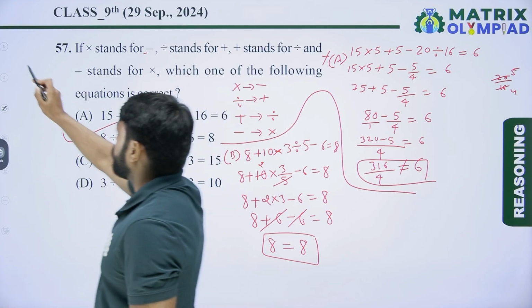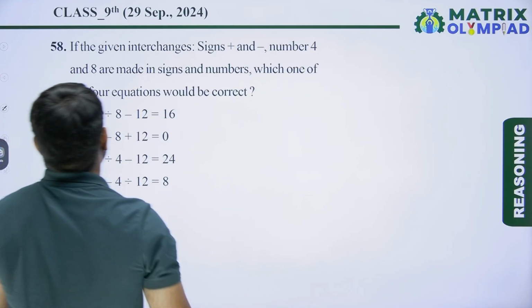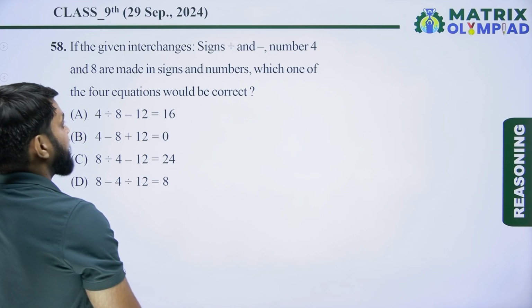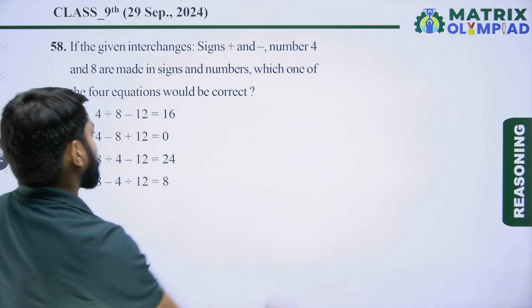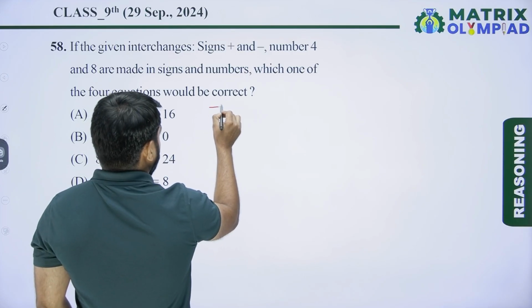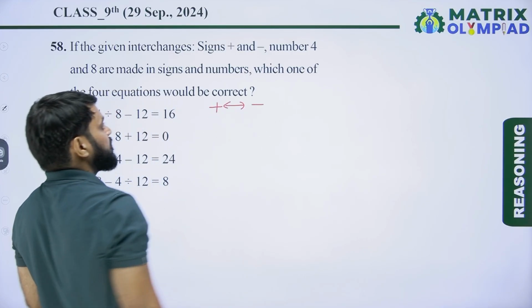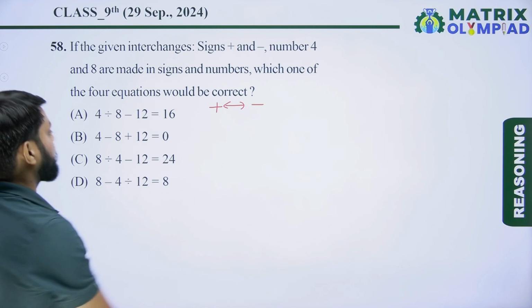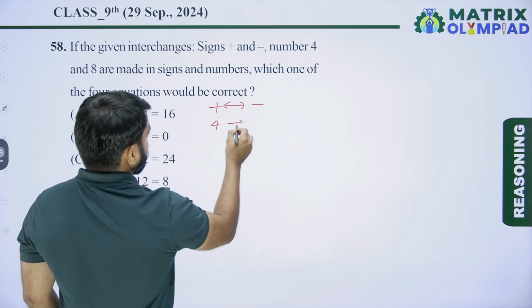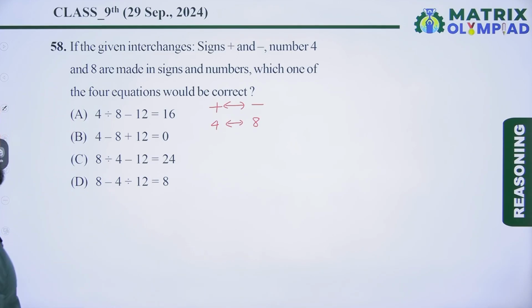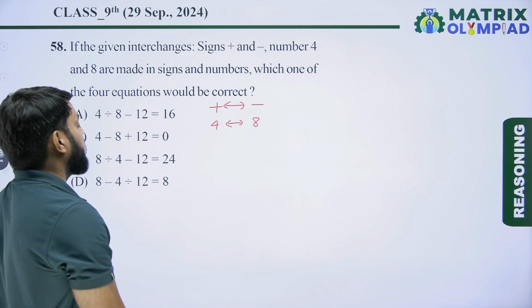So now let's move on to the next question. Now the next question is question number 50. If the given signs are interchanged, plus becomes minus and minus becomes plus, and numbers 4 and 8 are interchanged, 4 becomes 8 and 8 becomes 4. Which one of the 4 equations would be correct?